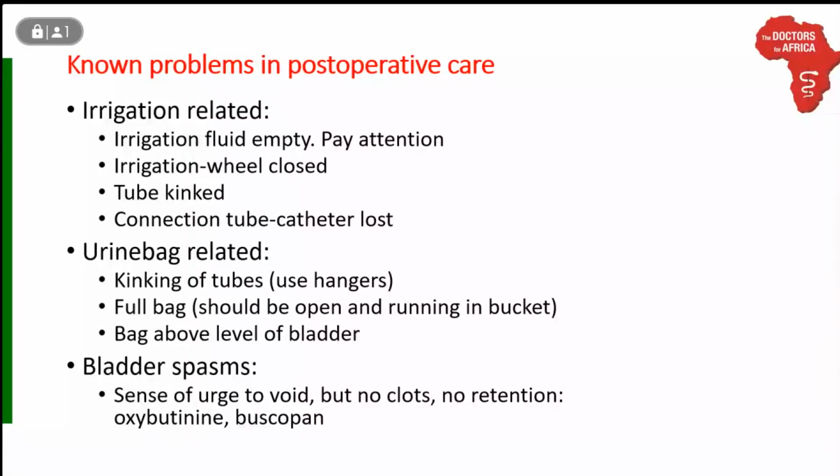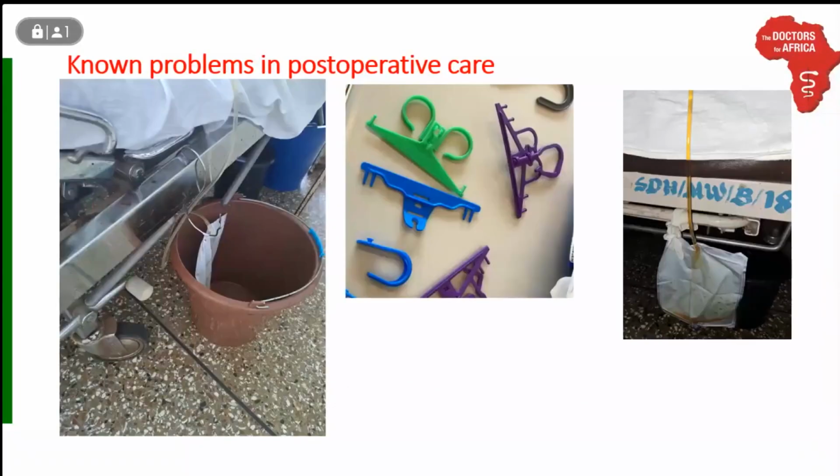Urine bag related problems, like kinking of the tubes, so you need to use hangers. The bag is full if it's not opened and running into the bucket, and the bag should always be under the level of the bladder. You can also have bladder spasms. The irrigation is clear, the fluid comes from the bladder, and there is still a sense of urge to void. Then you can prescribe oxybutynin or buscopan.